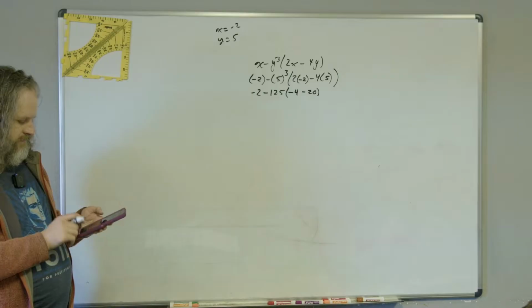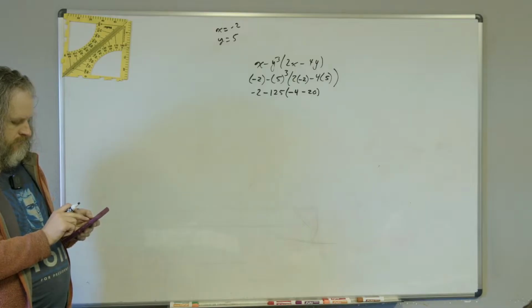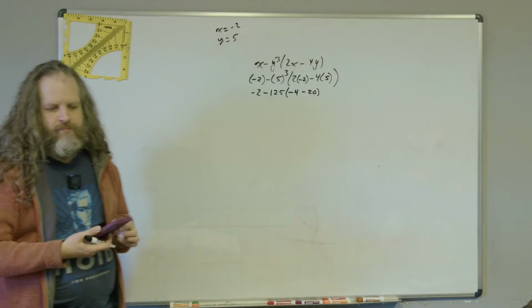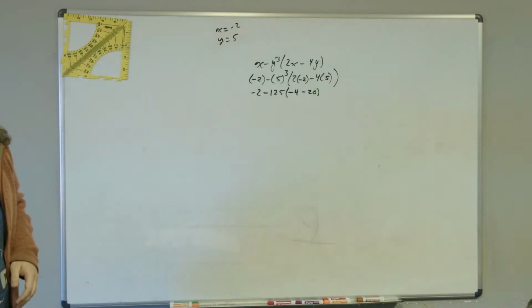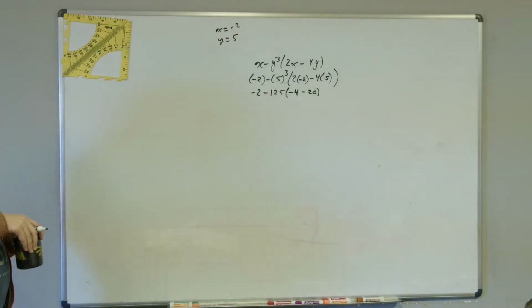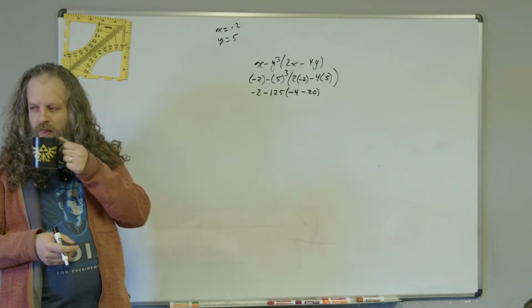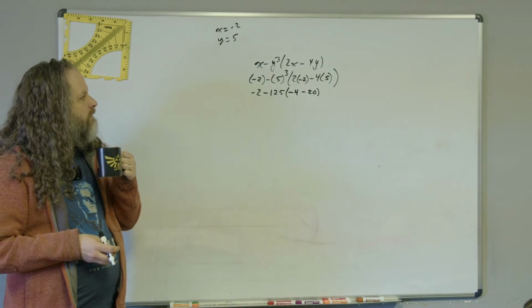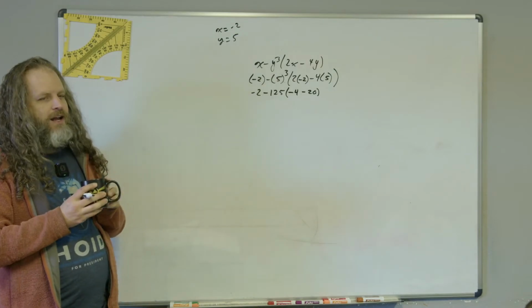Which one? Both of them do negative 2 minus 125 and negative 4 minus 20. Yeah, the negative 4 minus 20. And what did you say? Negative 2 minus 125. No, we can't do that subtraction. Why can't we do that?